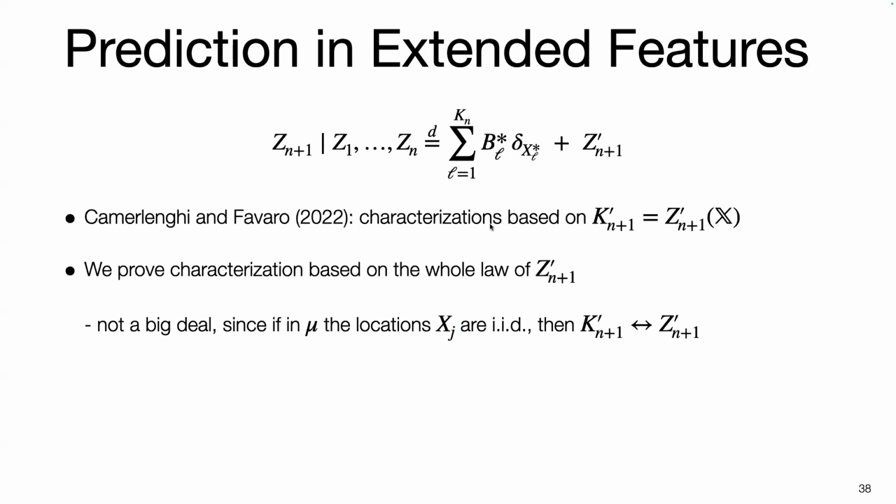So with this notation, Camerlenghi and Favaro perform characterization based on the total mass of Z prime n+1, while I will prove characterization based on the whole distribution of Z prime n+1. That is, how many features and also their labels. This is not a big deal, because if we restrict our attention just to the class of priors for which the feature labels are i.i.d., then the number of features and the distribution of Z prime n+1 are in one-to-one correspondence. So we are not losing anything in working in this more general setting.